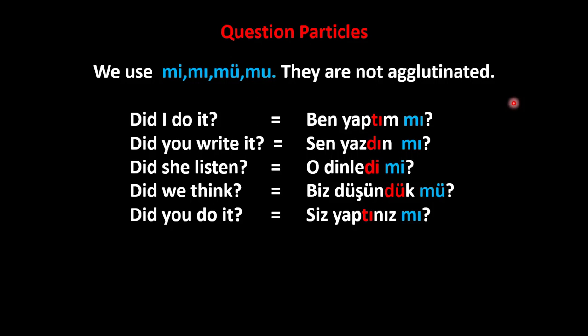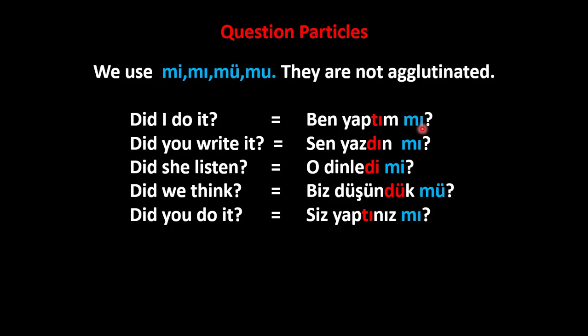Let's see how you ask questions. Did I do it? Ben yaptım mı? Normally this is not used frequently in the Turkish language, but just for the sentence's sake: ben yaptım mı? Did I do it? Ben is of course the pronoun. Yap is a verb stem. T, because P is a hard consonant, so that's why we chose T for the past tense, and M for the person. Then the question particle comes.